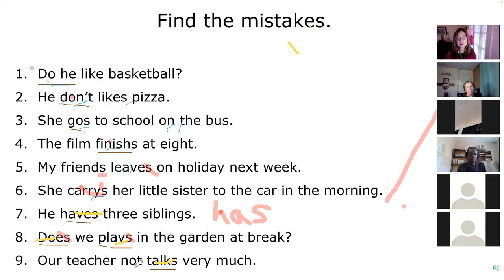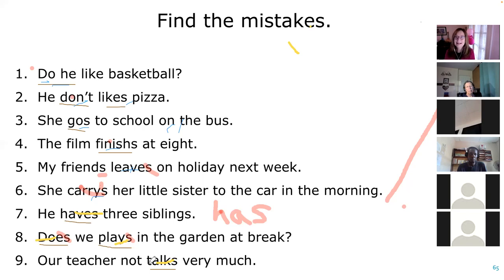And "our teacher not talks very much." It should be: our teacher does not talk very much. So if it's a negative or a question, we have to put do or does in the simple present tense. These are common errors to watch out for that you'll see and hear your students making in their speech.